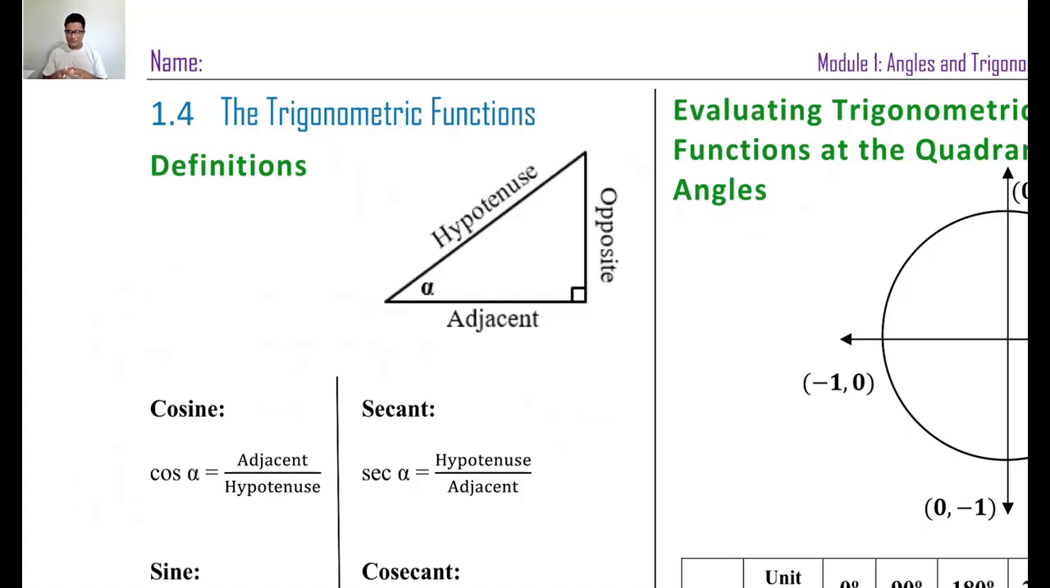In this course so far, having studied angles in detail, the concept of positive and negative angles, clockwise and counterclockwise rotations, the measures of angle in degrees and in radians, and the concept of different quadrants, all of that, we are now ready to introduce and study the trigonometric functions.